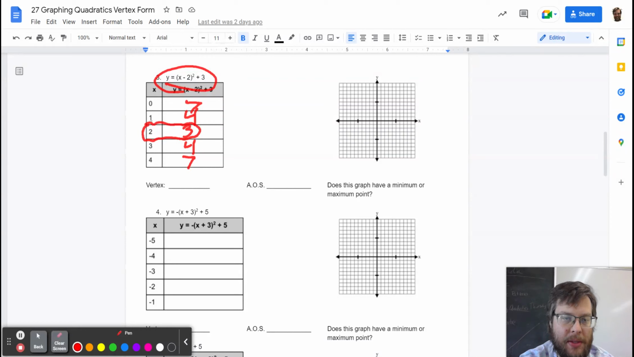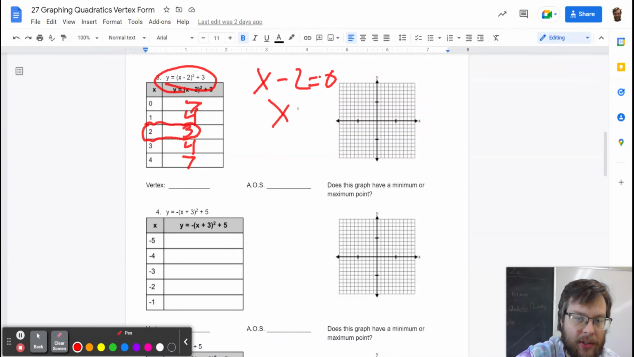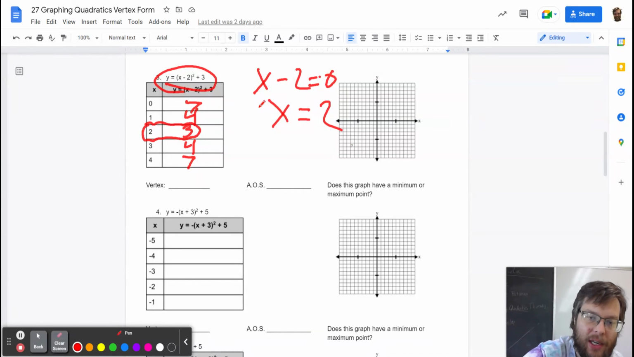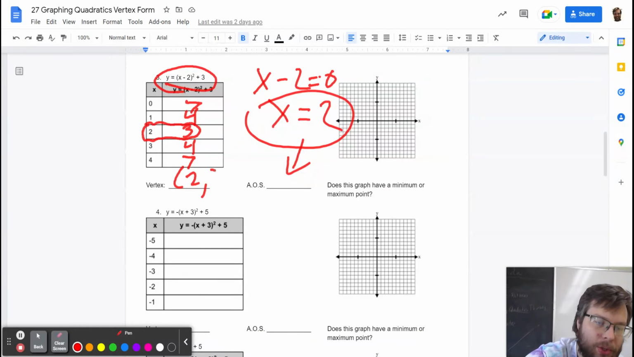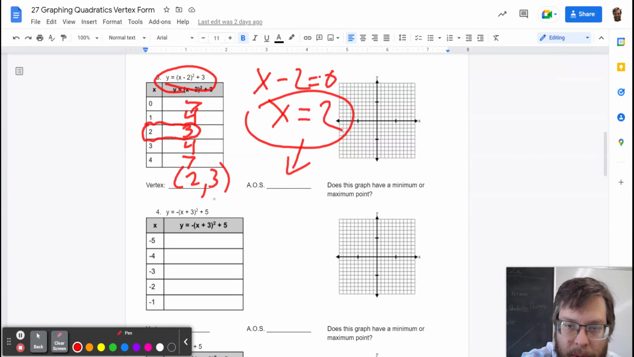When I look at the parentheses, they say x minus 2. Well, how do you make x minus 2 equal 0? You use x equals positive 2. That actually turns out to be the axis of symmetry. The vertex and the axis of symmetry should always have the same x value. Those are really just two ways of saying the same thing.